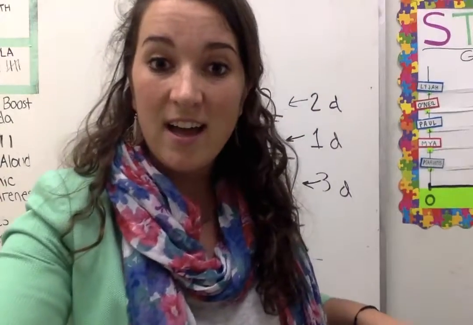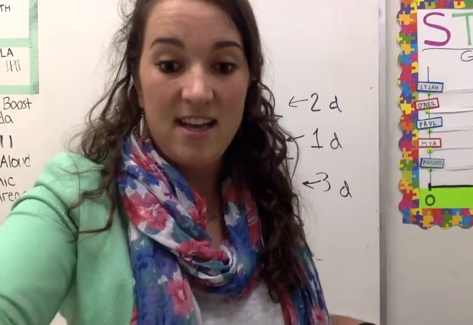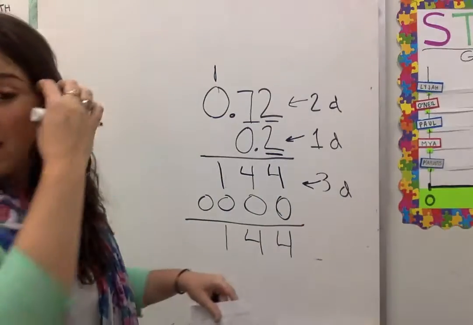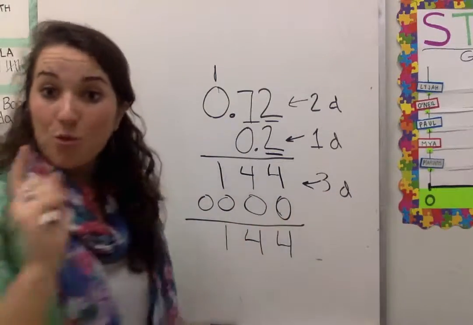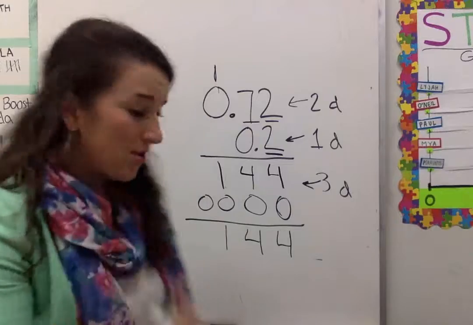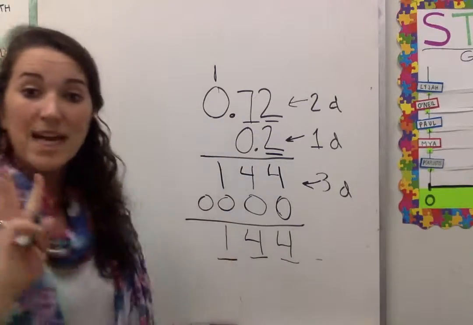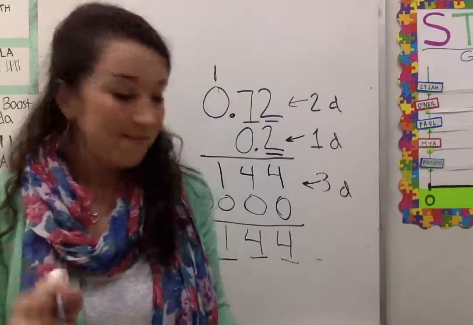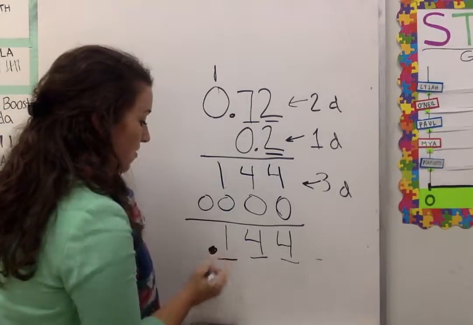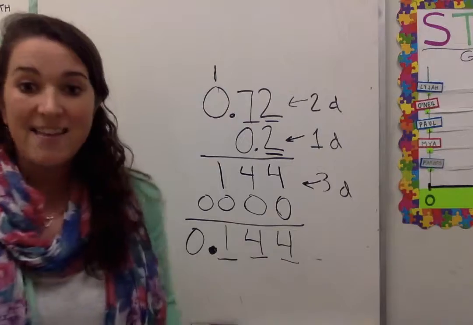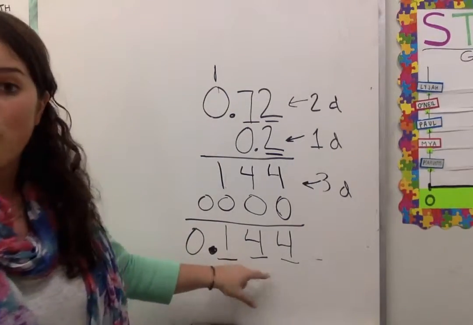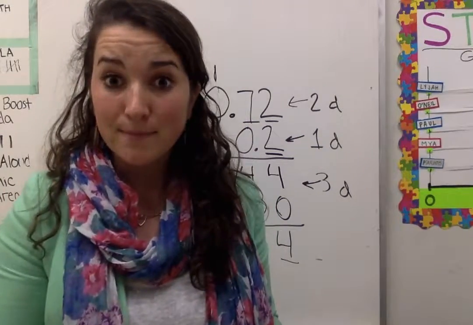But remember, I still have to put my decimal point in place. I said there should be 3 digits behind the decimal. So I know there has to be 1, 2, 3 digits behind the decimal. So my decimal will go right here. And the answer will be 144 thousandths.